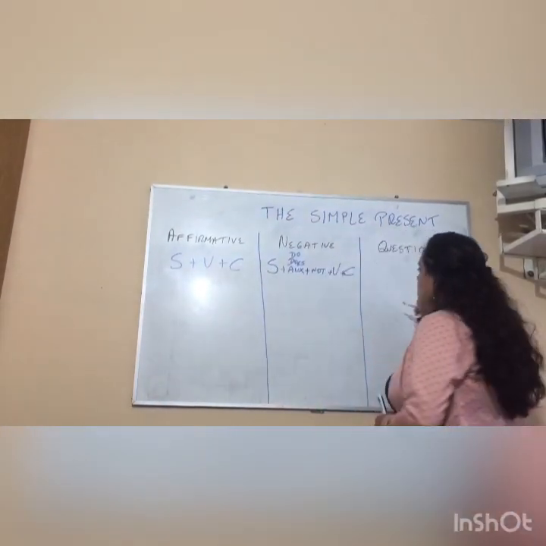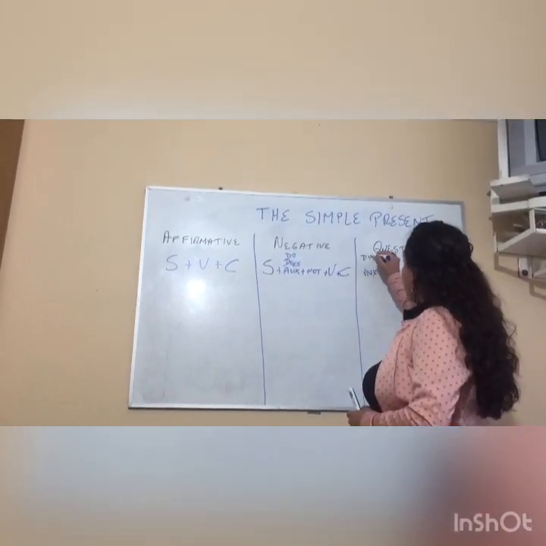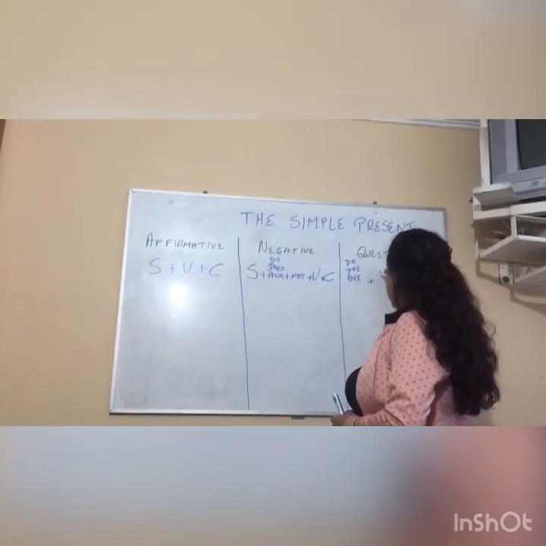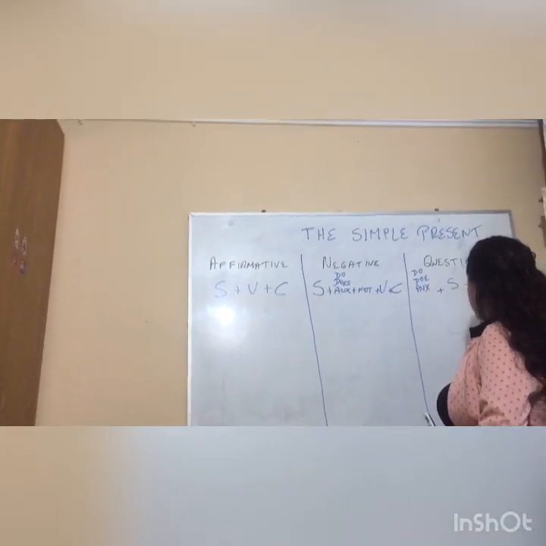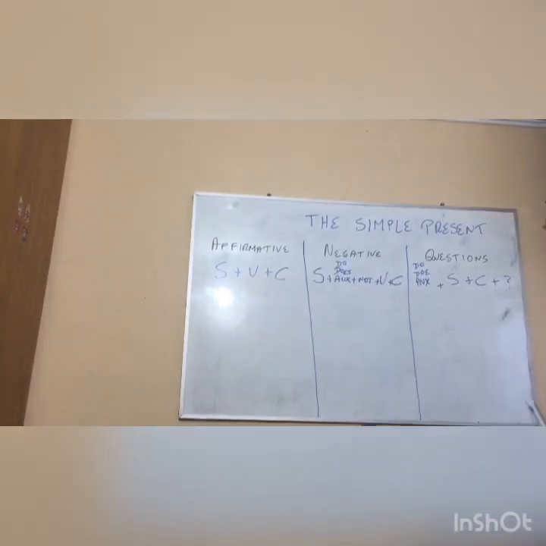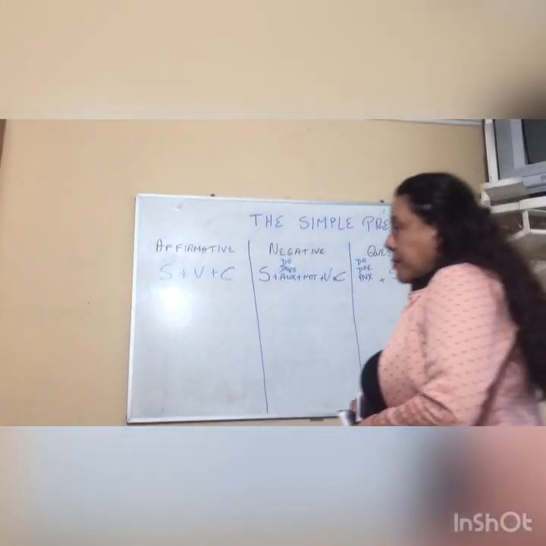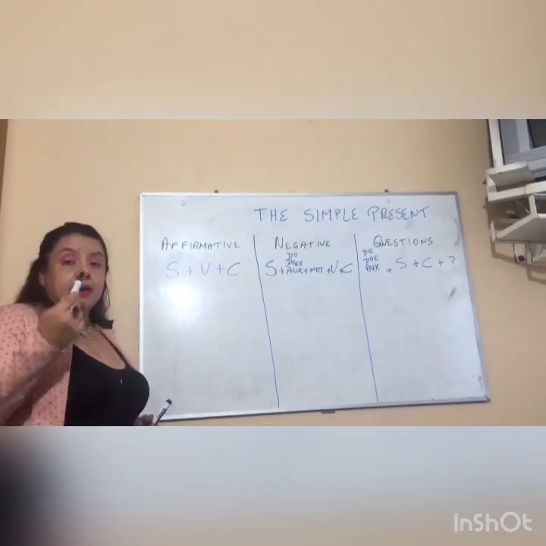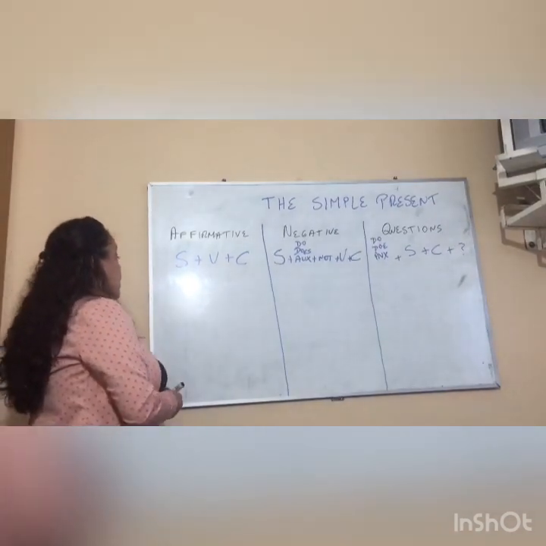And for the question, we use the same auxiliary, do or does, plus subject and plus complement, plus obviously the question mark. Please don't forget that. I am going to give you some examples. Remember that the students are studying the verbs, so it is simpler for them to use many verbs.